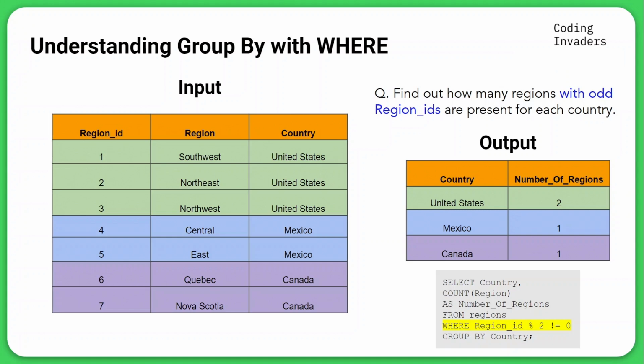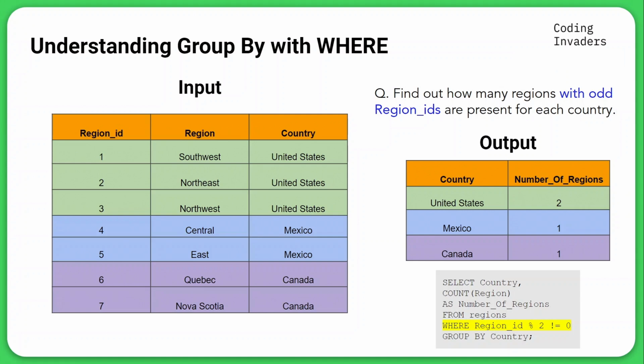If you guessed the where clause, you are correct. This where clause filtering is added just before group by country: where region ID modulus 2 is not equal to 0. If you recall from your arithmetic operator lesson, we use modulo division by 2 and check if the remainder value is not equal to 0 to check if the number is odd or not.